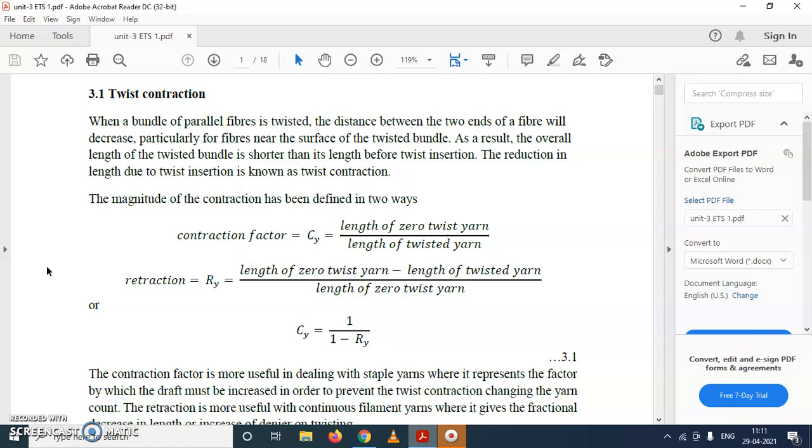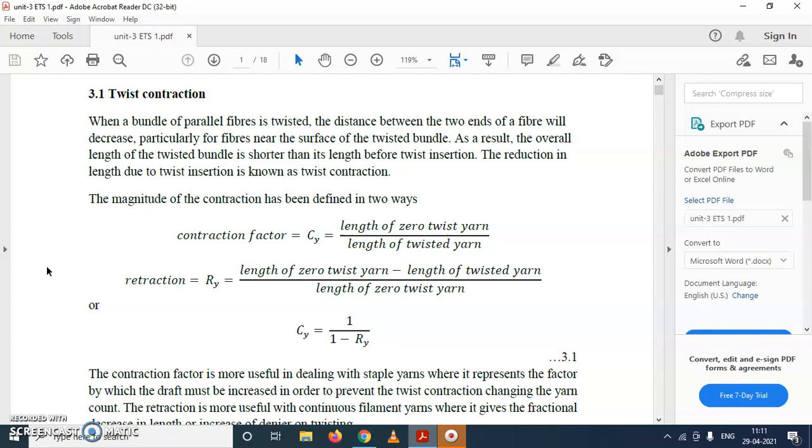This is called twist contraction, and the magnitude of the contraction can be defined in two ways. One is contraction factor, which is denoted by Cy, which is basically the ratio of length of zero twisted yarn and length of twisted yarn. We know that length of zero twist yarn will always be higher than the length of the twisted yarn. So Cy is always greater than 1.